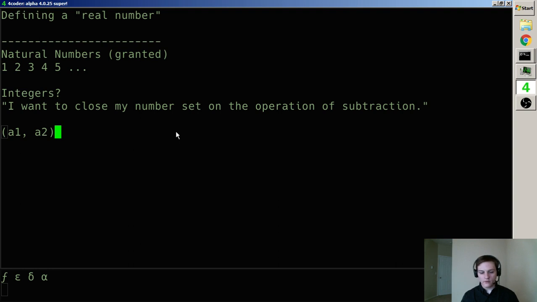So how do we do this? Well, I'll skip all the details. This is something you might want to study more on your own if you are interested, but for subtraction in particular, let's take a look at that one, because that's the one we're trying to close under.